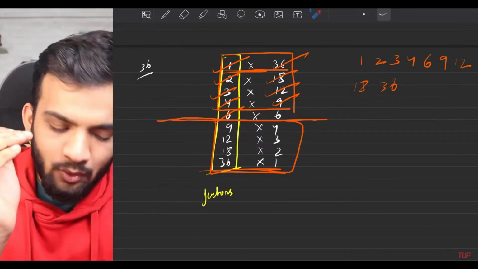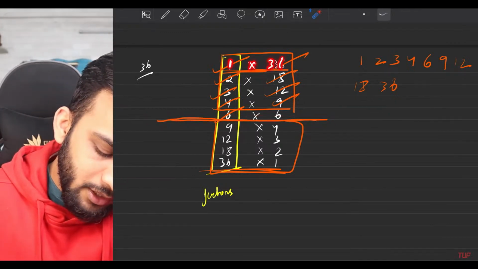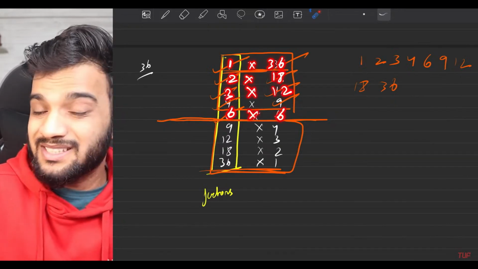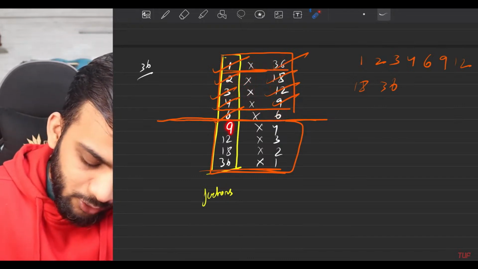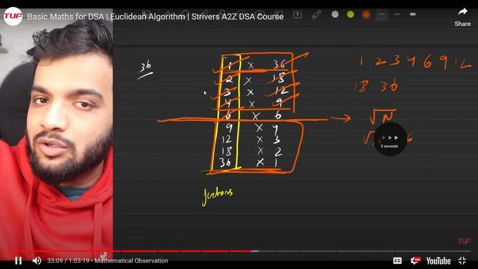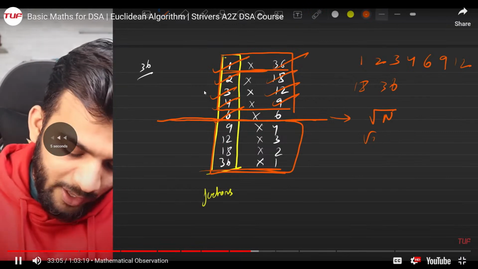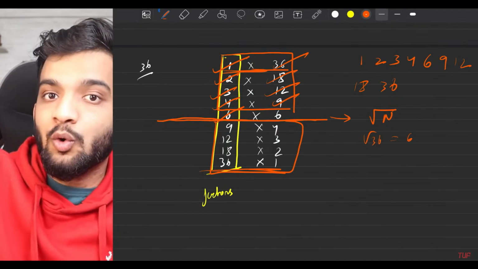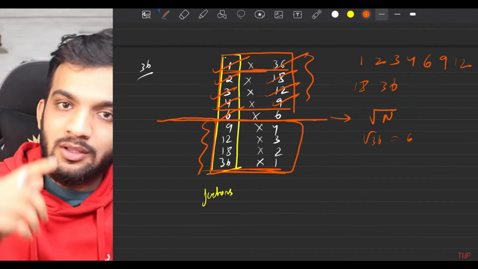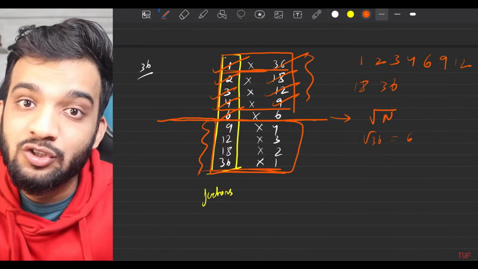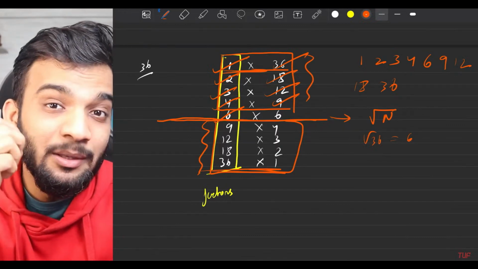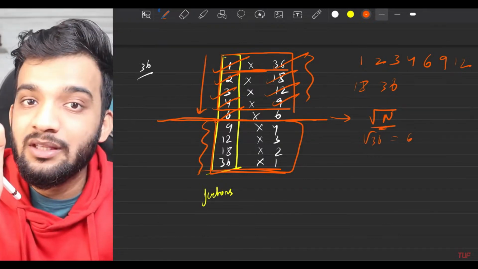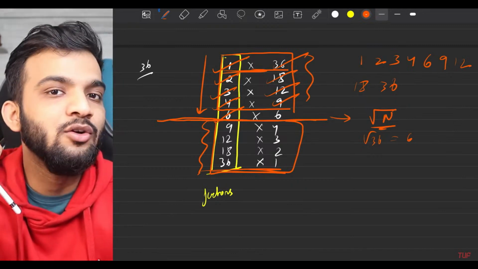So what is this orange line? If you carefully observe, what are you doing? A small number into a big number, a small number into a big number, the same number, and then a big into small. Beyond square root, the numbers will grow. Square root of 36 is 6. Beyond square root, it is nothing but a repetition of the upper half. Thereby, I can say, even if you loop till square root of n, you actually can get your factors.